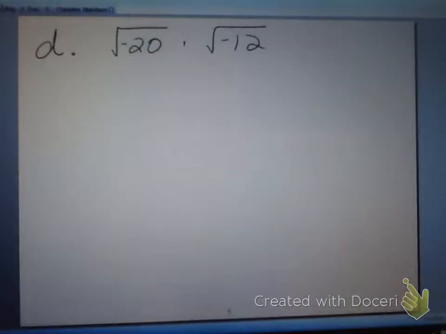Example D, again, I have to turn my negative radicals into an imaginary number. Do not multiply them together. If you do, the negatives go away, which would turn into the wrong answer. So I'm going to break this down to negative 4 times 5. And I'm going to break square root of negative 12 to negative 4 times 3.